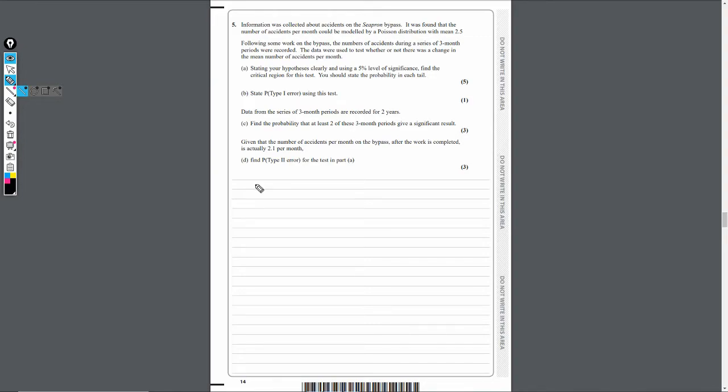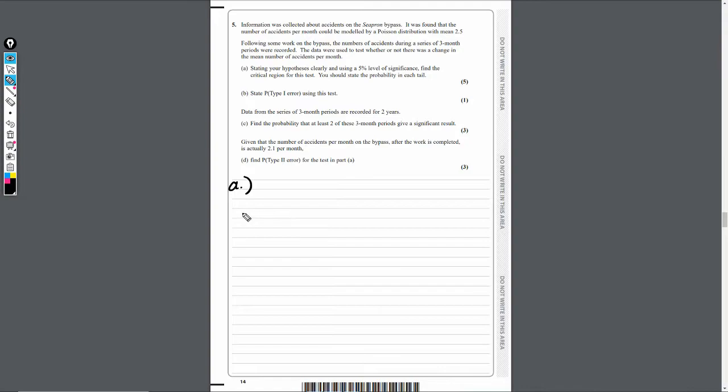For the next part, it tells us that this is changed to a series of 3-month periods that are recorded, and then it wants to test whether or not there was a change in the mean number of accidents per month. So for part A, it's asking us to state our hypotheses clearly and use a 5% level of significance to find the critical region for this test. We've got to state the probability in each tail as well.